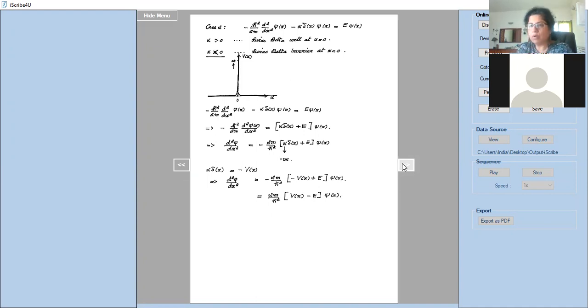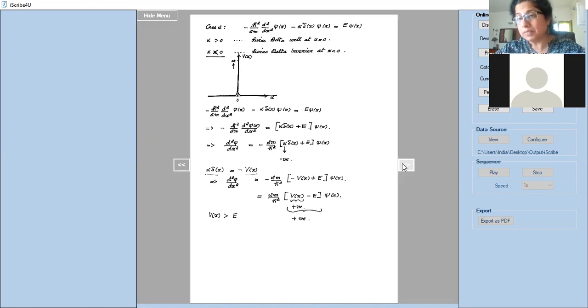So if this is minus V of x, this is now positive, right? This is positive. And what do we know? That it is very strongly positive. So your V of x is of course greater than E always, correct? It is going to be greater than E. Whatever energy you can imagine, it is always larger. So essentially now this is a positive quantity, correct? Now can anybody tell me whether we'll get bound states?